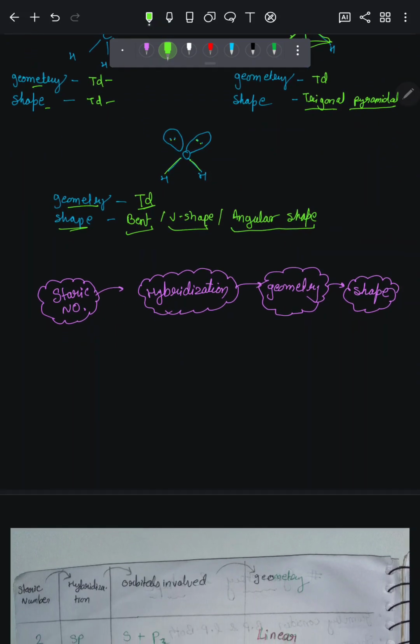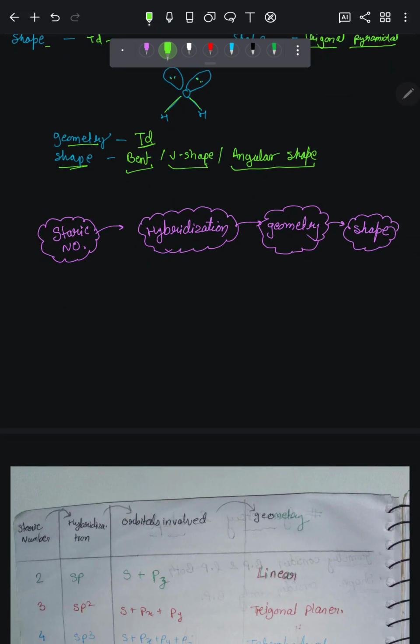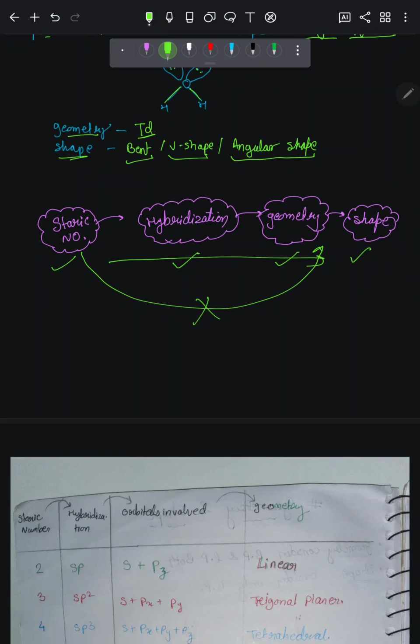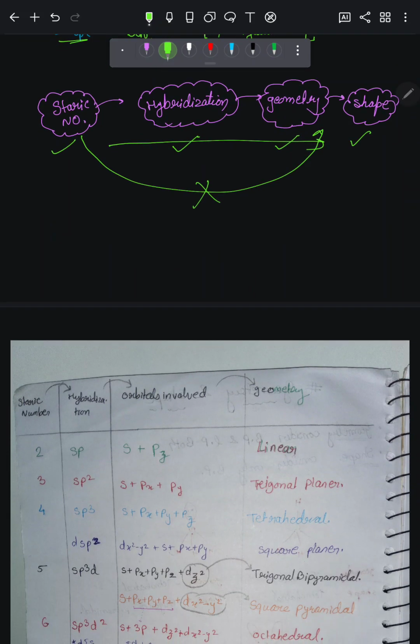For calculation, we first start with the steric number, then we calculate the hybridization, and then we talk about its geometry, and then we talk about the shape. So there is no direct relation between geometry and steric number, or hybridization and shape. We first need to calculate the steric number, and we go through this order for finding all the shapes and geometries.